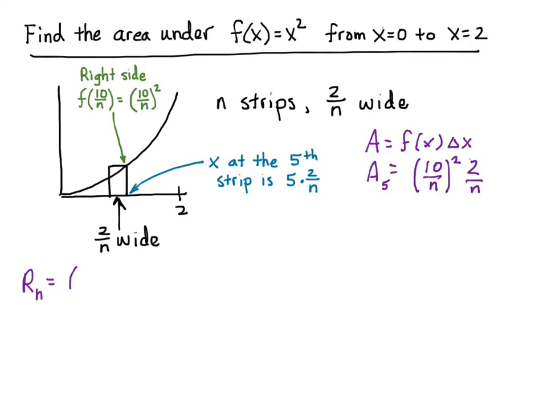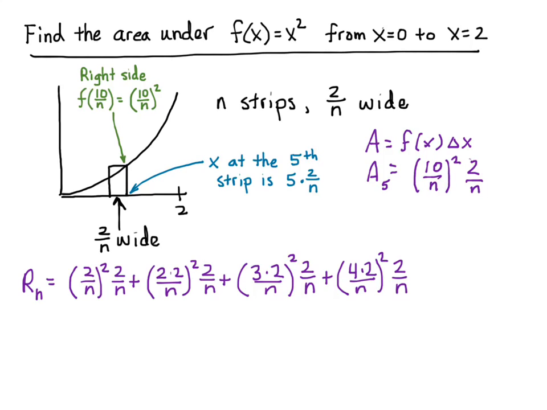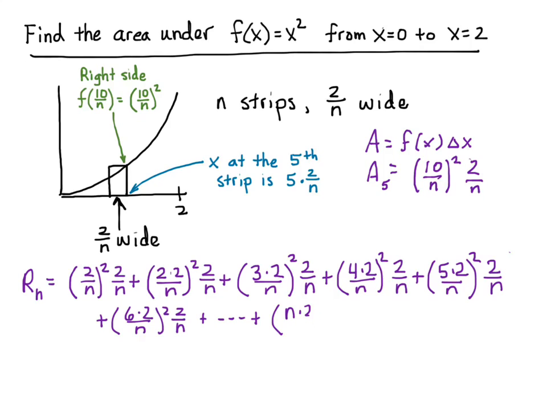And so if I add up all of my strips, here's the first one, where the first value of x is 2 over n. I'm going to square that because my function is x squared, and multiply it by its width, so there's the first strip. The second strip is going to be the second value, that's what I was talking about here, where it's going to be 2 times 2 over n. The third value is going to be 3 times 2 over n, and the fourth value, and so on. So I'm going to set this thing up. Now I actually drew out the 5th one, but let me add the 6th one, and I'm going to do that until I get all the way to n.